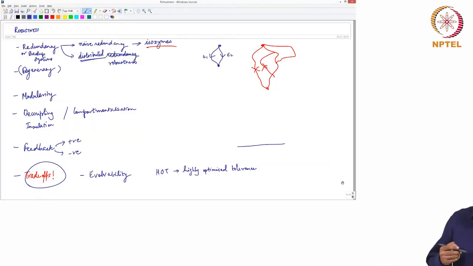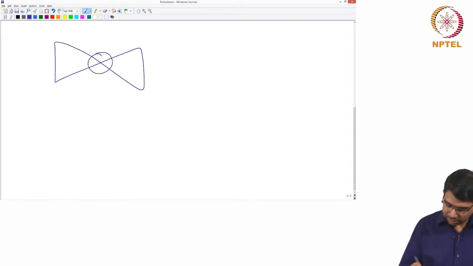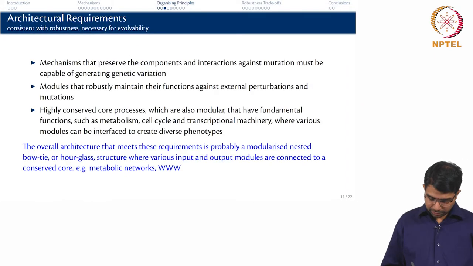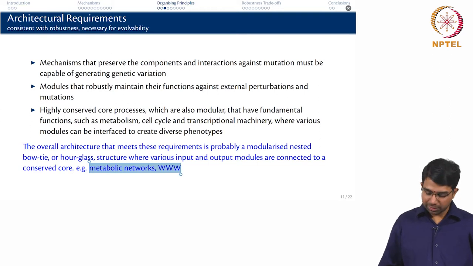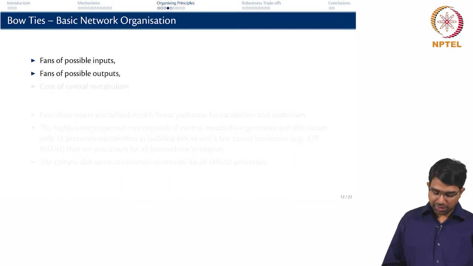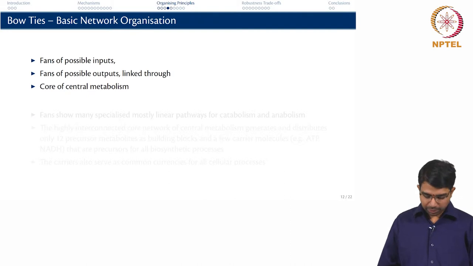So what's a bow tie going to look like, right? This is the bow tie. So this is your core, and you can think of these as fans of input and output. Why does this work? Let's just see. So this happens in metabolic networks, the World Wide Web, and so on. So you have fans of possible inputs, fans of possible outputs, linked through a core.